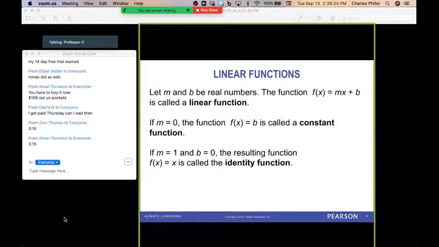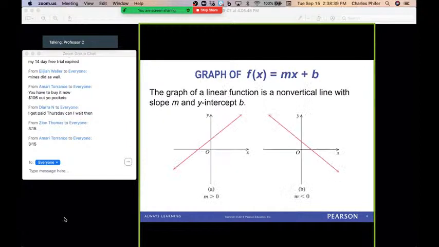If the slope is 1 and the y-intercept is 0, then we get what's called the identity function. It's like y equals x, all right? So on the left, we have a graph that has a positive slope. Notice that as we trace it left to right, it goes up. The one on the right with a negative slope, as we trace it left to right, it goes down, all right?